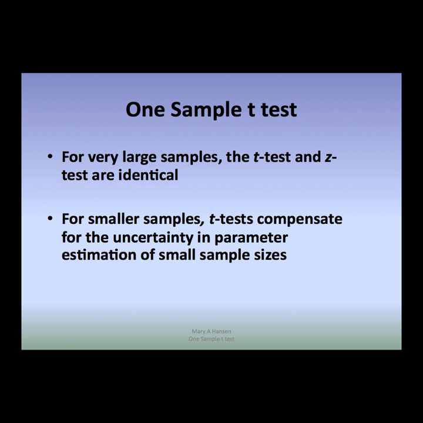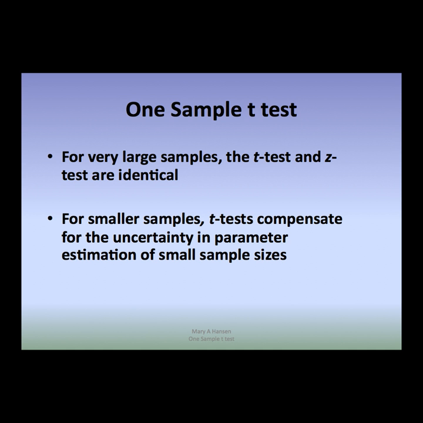For very large samples, the t-test and the z-test are identical. This can be seen if you take a look at your t-table. The very bottom row of the t-table, labeled infinity, shows the critical values for the t with very large sample sizes. You should note that those critical values are the critical values from the z-table. Thus, for large samples, the t-test and z-test are identical.